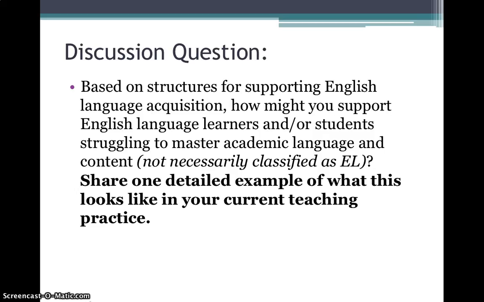Based on structures for supporting English language acquisition, how might you support English language learners and/or students struggling to master academic language and content? Share one detailed example of what this looks like in your current teaching practice.